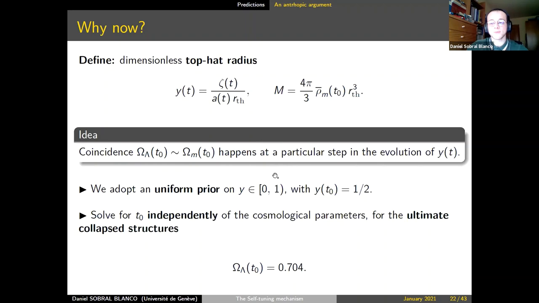Using this uniform prior, we can solve for T0 completely independently of other cosmological parameters for these ultimate collapse structures. And what we find is that the cosmological dark energy parameter takes this value here for today, which is in very good agreement with the actual observations coming from the Planck satellite, for instance. This is very encouraging and leads us to think that we have given a good explanation of, first, the vacuum energy problem, why the large vacuum energy contributions do not spoil our measurements, and why this coincidence exists today.